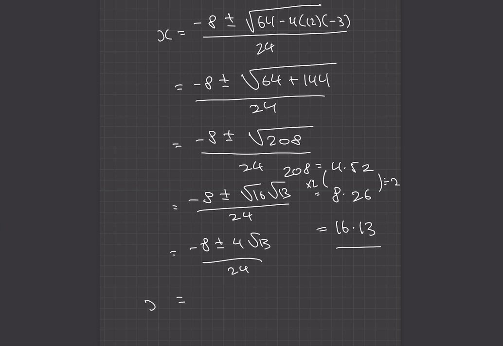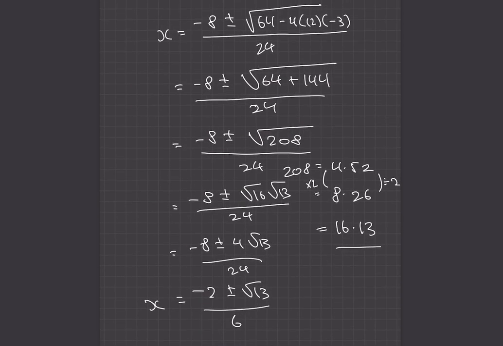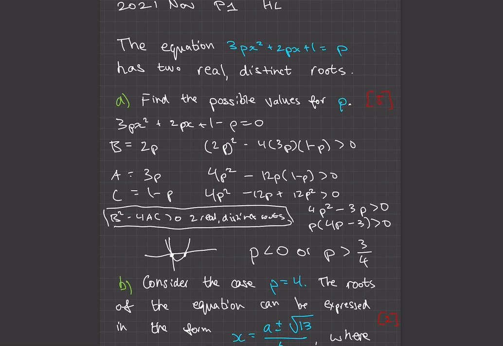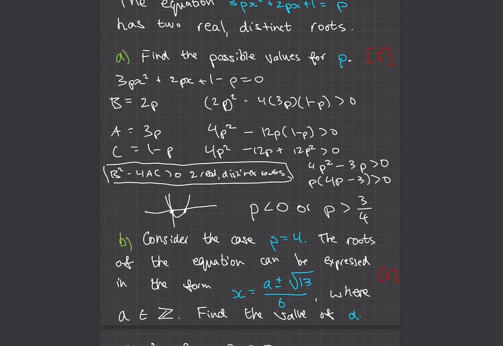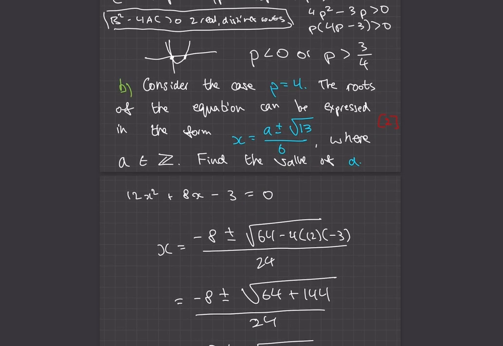Everything has a factor of 4, so x equals minus 2 plus or minus root 13 over 6, which is exactly the form we had to find it in. So that means that a is equal to minus 2. Not too bad. Let me know in the comments, but I think the marks for this question are quite a lot for what you have to do. All you have to know, and this comes up a lot, is that when you're analyzing the number of roots of a quadratic, the discriminant is going to be your friend. So you have to use the discriminant, and then for the second part, just the quadratic formula.